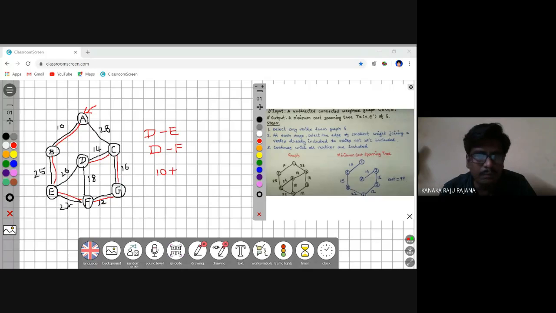Now, the next important point is how to find the total cost of it. To find the total cost, from A we have a path towards B with a cost of 10. From B, we have a path towards E with a cost of 25.